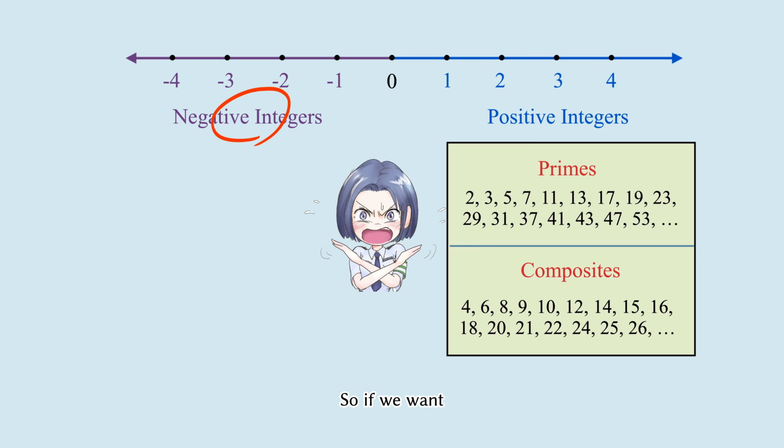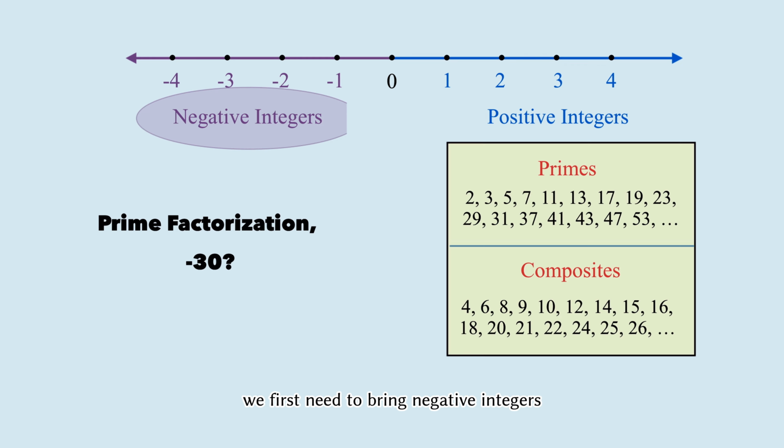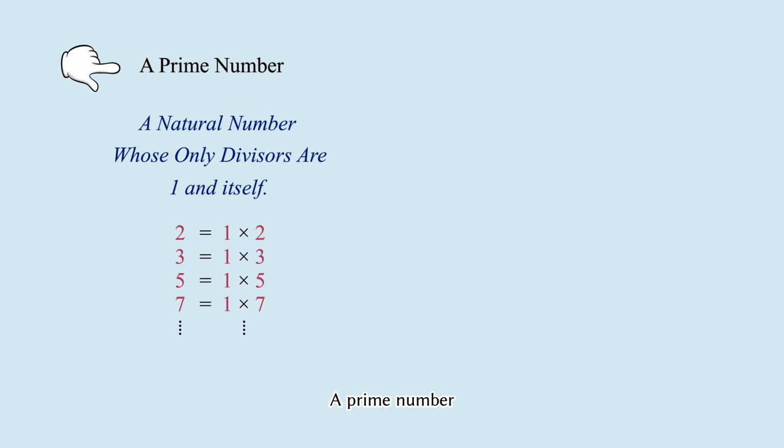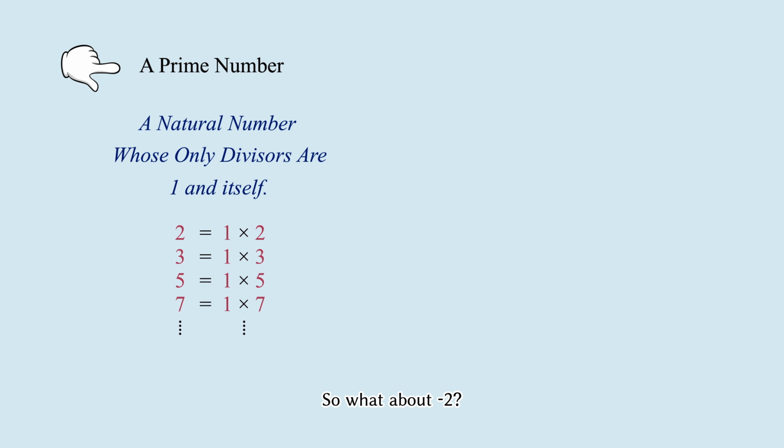So, if we want a prime factorization of negative 30, we first need to bring negative integers into the world of primes and composites. A prime number is a natural number whose only divisors are 1 and itself. So, what about negative 2? Negative 2 can be written as 1 times negative 2.